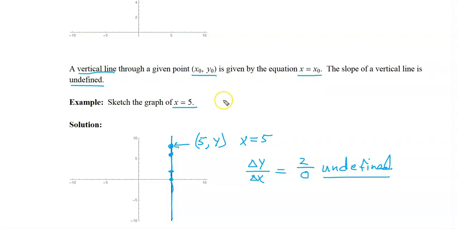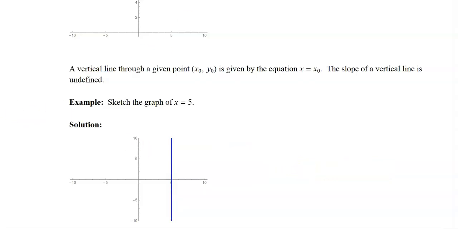So the slope of any vertical line is always undefined, because if you try to evaluate the slope, you end up dividing by 0, because the x-coordinate never changes.